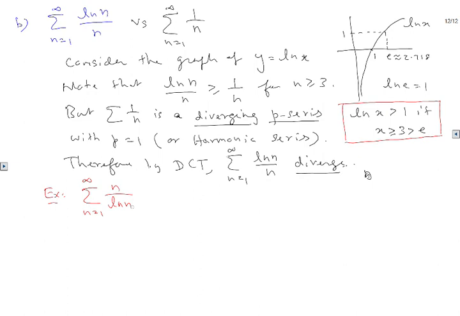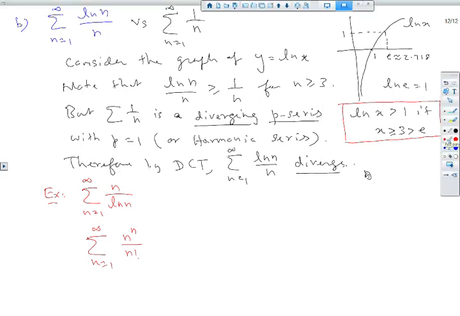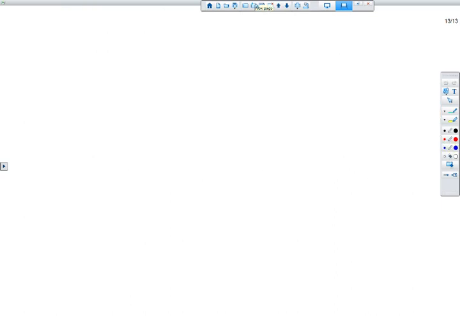Also try n going from 1 to infinity, n to the n over n factorial. Okay, so good. Let's go to the next one. So the next example, example number 3.